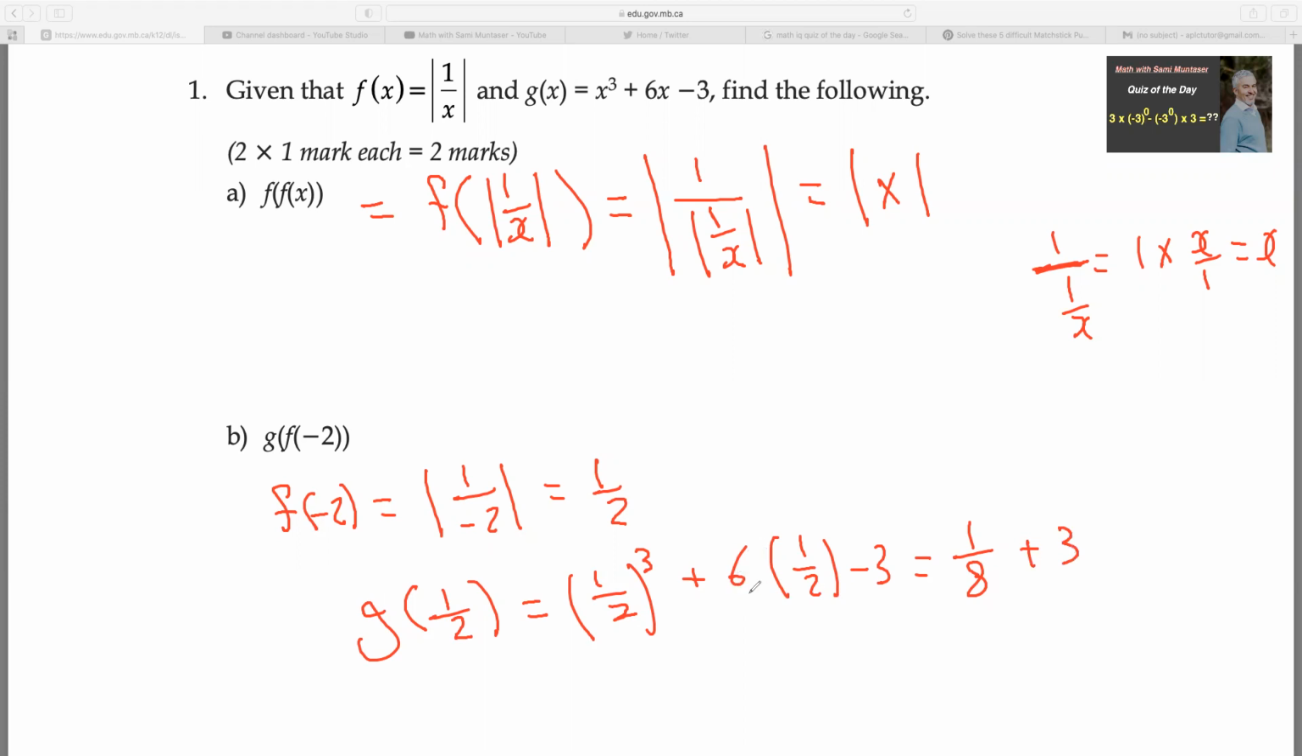When you multiply a whole number times a fraction, you can divide the number by the bottom of the fraction, so go ahead, 6 divided by 2 is 3. That's what 3 times 1 is, 3. So that's how you do it. And then minus 3, this positive 3 and negative 3 will cancel. You get 1/8 as your answer.